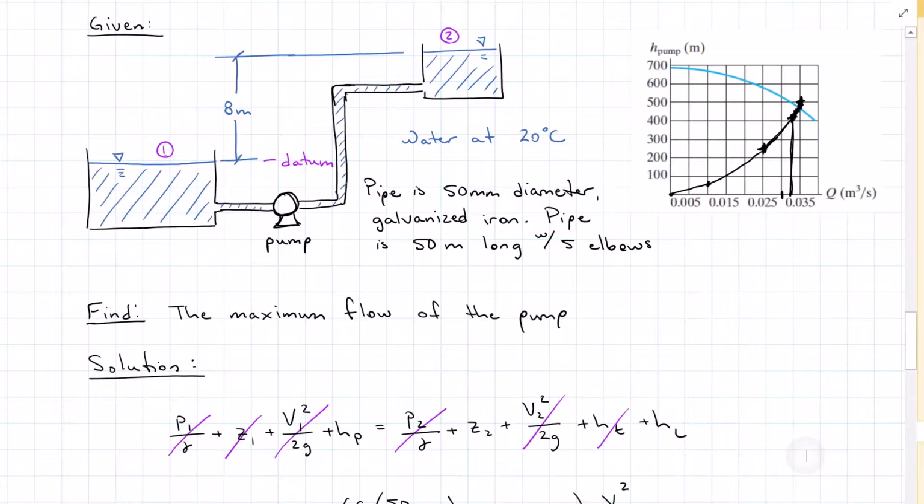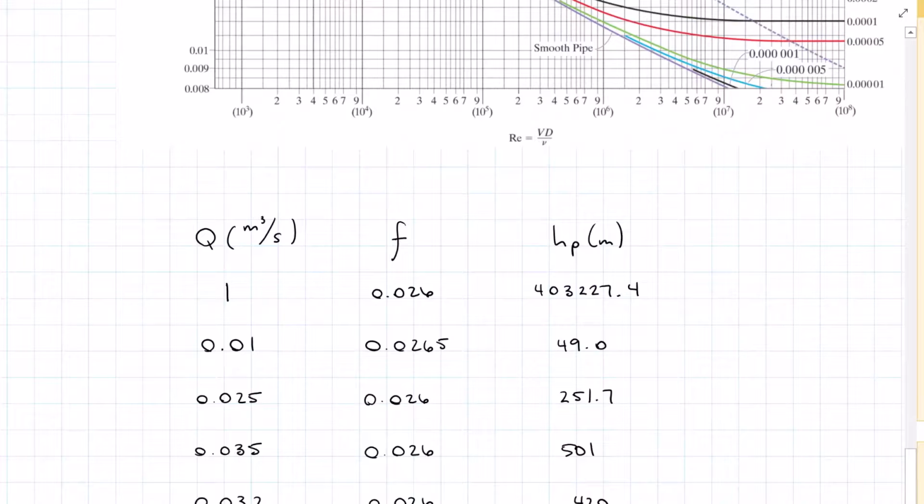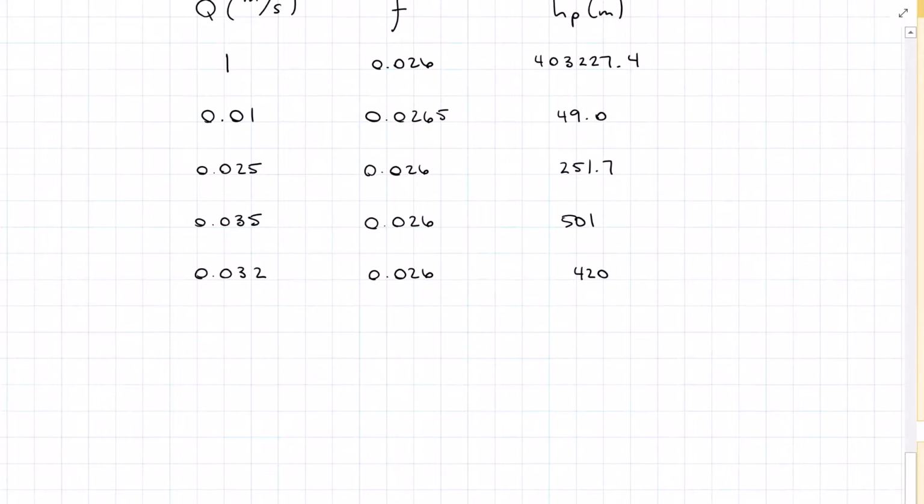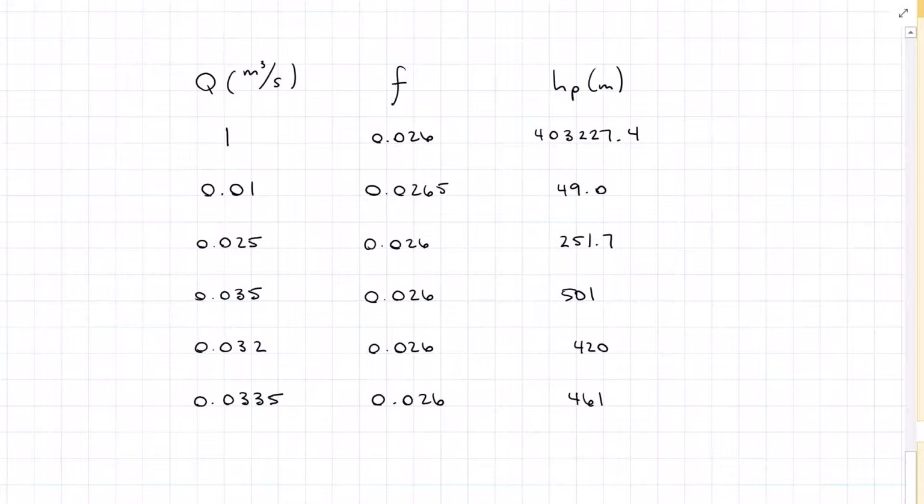I'm going to call this my last iteration, and I'm just going to take an average of the two, which is going to be 0.0335. Notice my friction factor has really been honing in on that 0.026. I get 461 this time for my pump head. That's much prettier, fits on my graph a little bit better. So I'm going to go with a flow rate of 0.0335 meters cubed per second as my answer for this question.